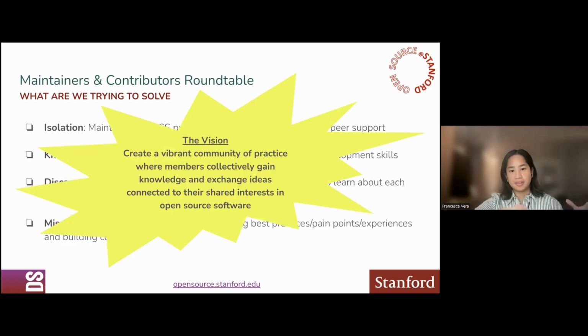So in short, if I had to summarize what the vision for the maintainers and contributors roundtable is, it's to create a vibrant community of practice where members collectively gain knowledge and exchange ideas connected to their shared interests in open source software. And of course, in the university setting, this typically means open source software for research. So this is our grand vision for what the MNCR is.